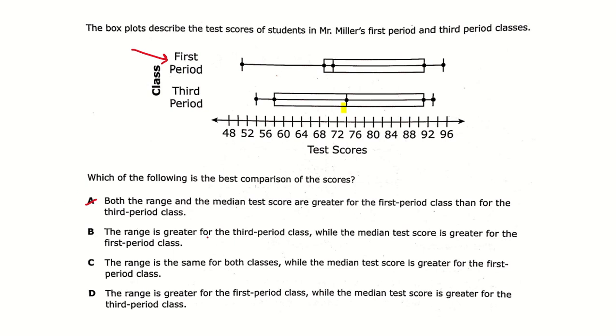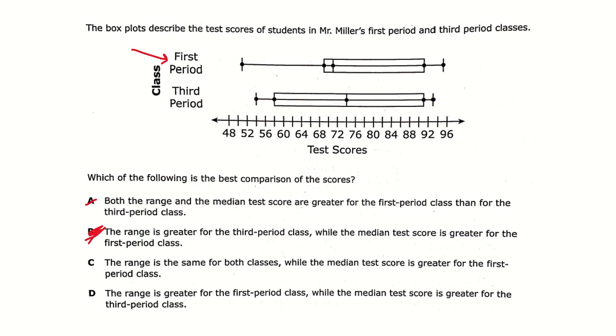B. The range is greater for the third period class, while the median test score is greater for the first period. All right, when they're putting two things in one sentence, we need to take it one at a time. It says the range is greater for third period. Is that true? Let's look at third period. No, that's not true. First period seems to have a wider spread, right? The graph is wider apart. So I would say that part of the statement is already not true, making this false. B is not right either. All right, let's go to C.